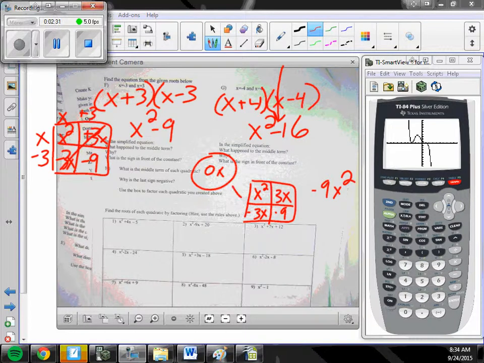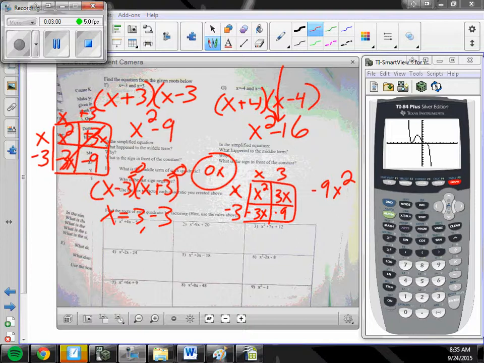So this would be 3x and negative 3x. I'd pull an x out of this. X times what is x squared? X times what is 3x? X times what is negative 3x? Negative 3. So I have factors x minus 3 and x plus 3. How do I find the roots? Set them both equal to 0. And I get x equals 3 and negative 3. Okay?